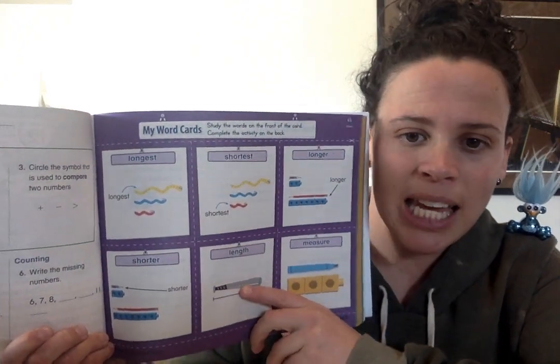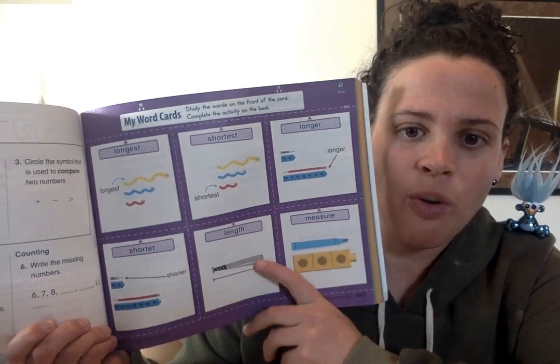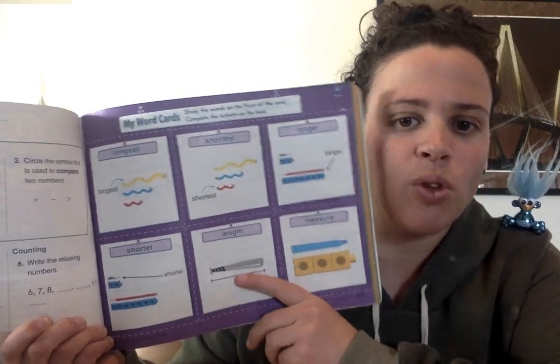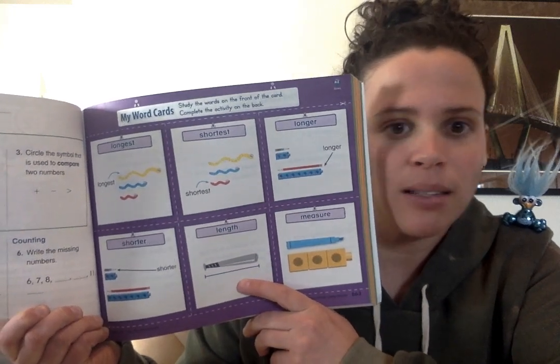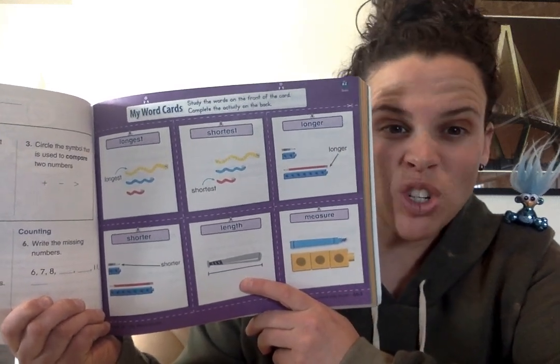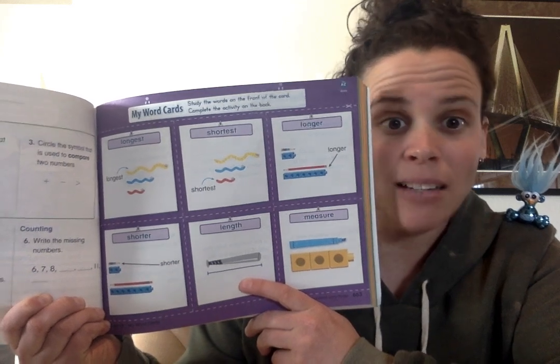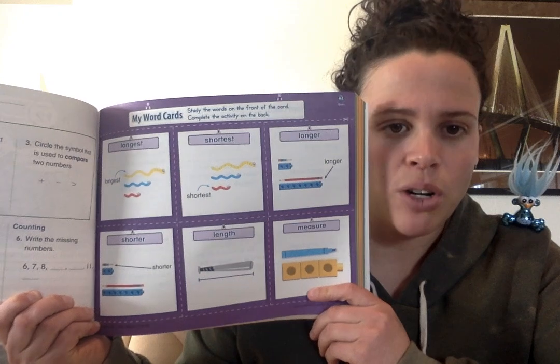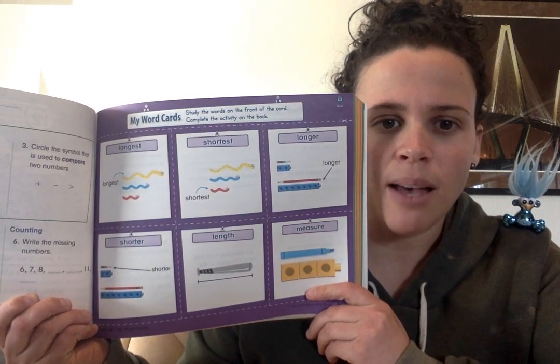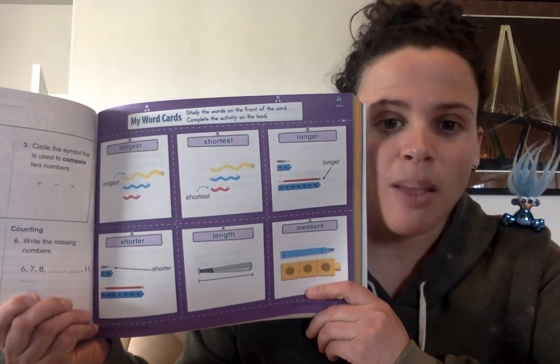That's length, the length from one end to the other. If you look at this bat, the length of this bat is so many feet or inches. Sometimes you can even measure in cubes. You can measure different things. Horses are measured in hands. And then measure. Obviously, topic 12 is all about measuring.